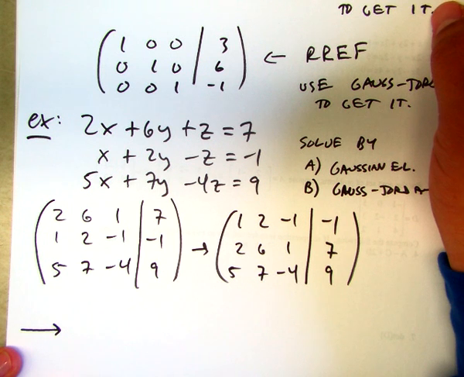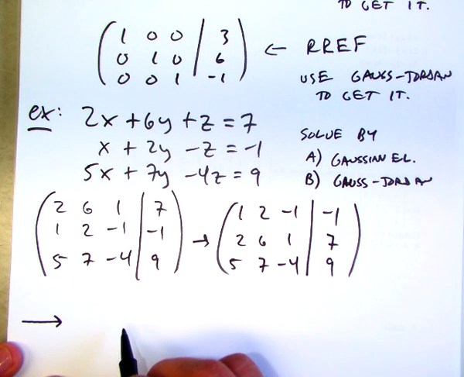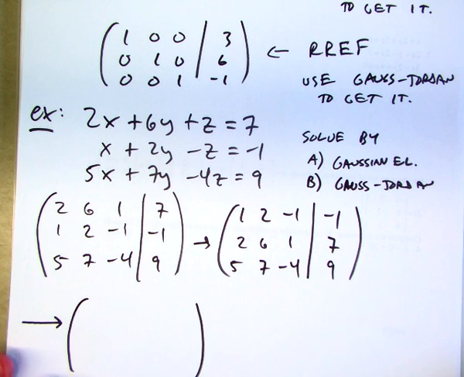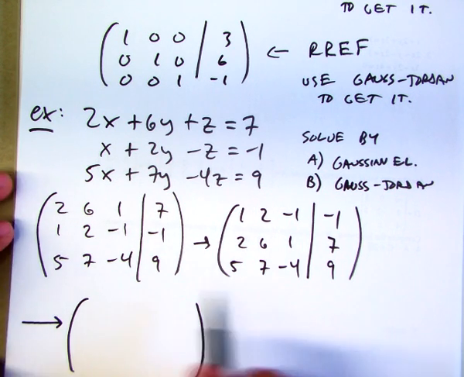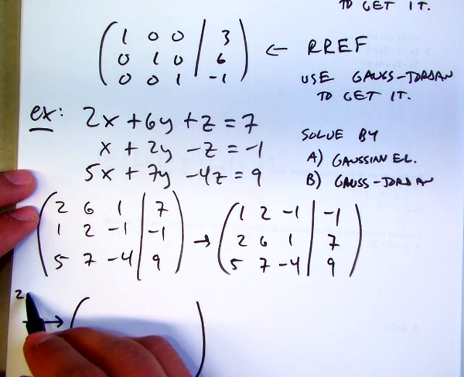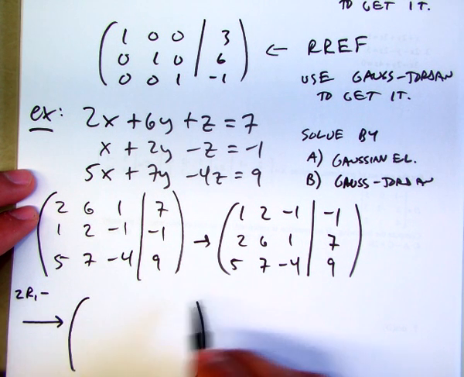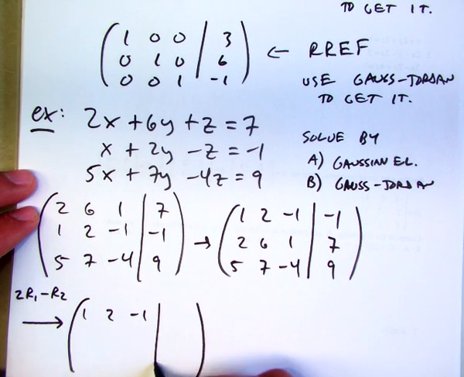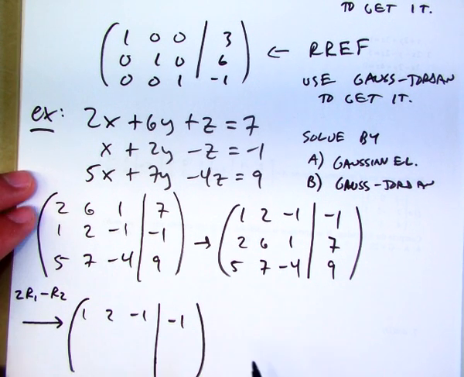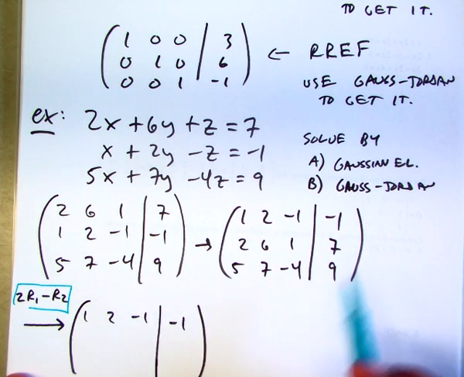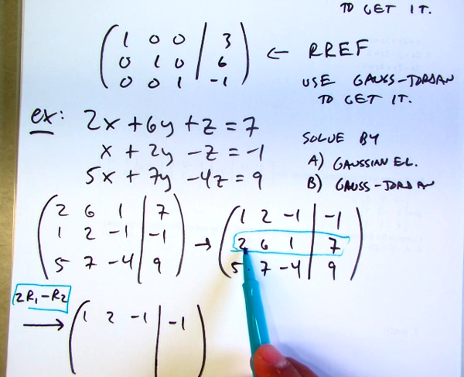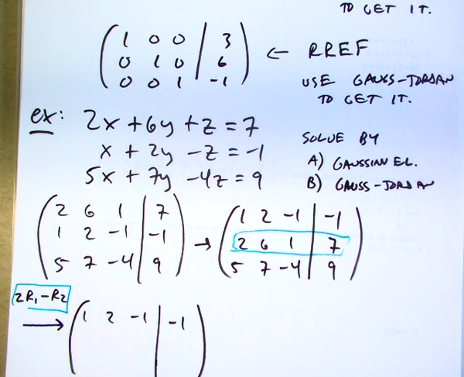We're going to, let's see, let's say we double row 1 and subtract row 2. And that's going to take care of this row. Because if I double the first row and then subtract row 2, this becomes a 0. Okay, so that's the objective here.